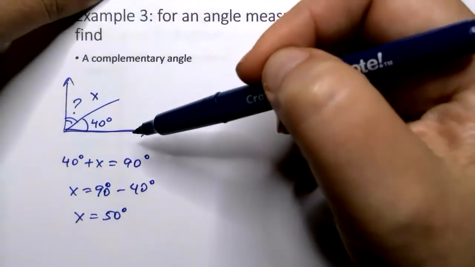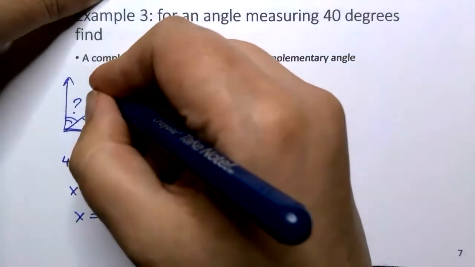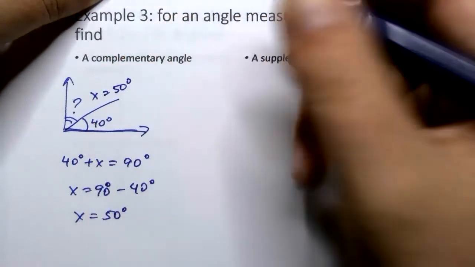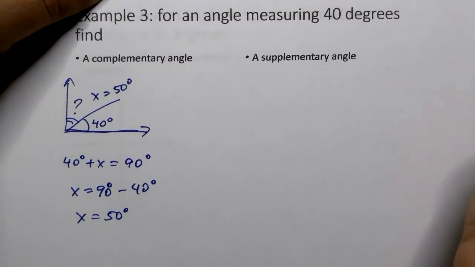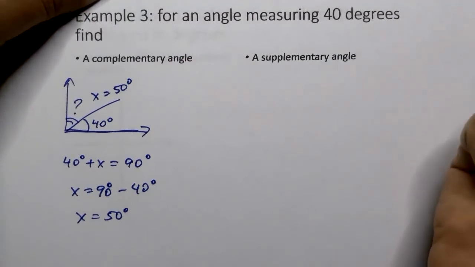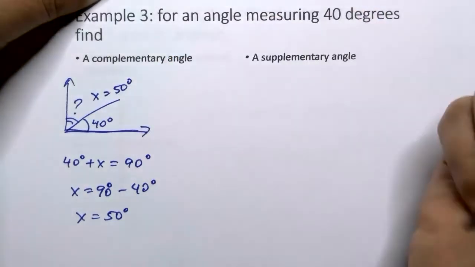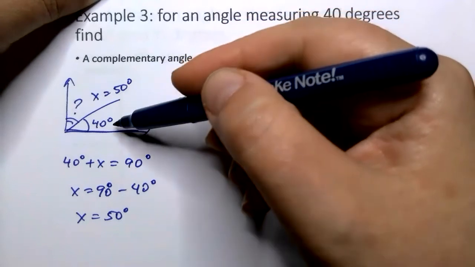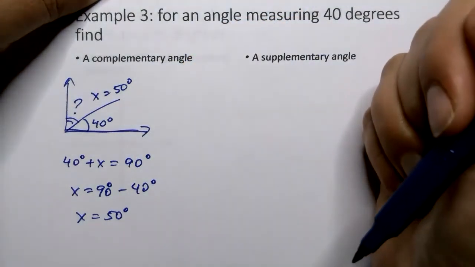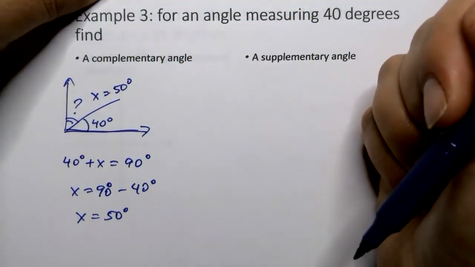So let's check. If x equals 50, are 50 and 40 going to form 90 together? And the answer is yes. So we found our complementary angle. A 50-degree angle is complementary to a 40-degree angle because together they form 90.